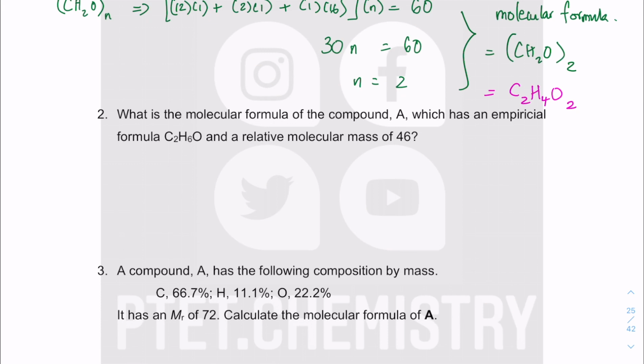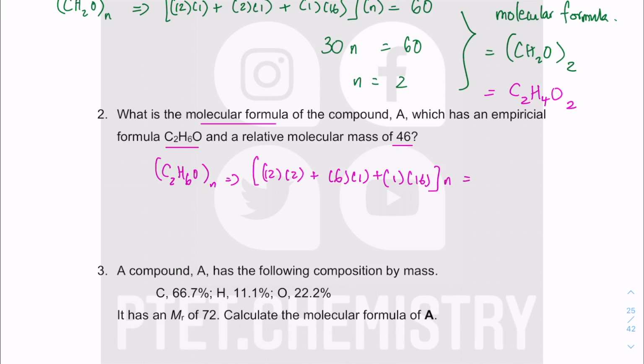So we are asked to find the molecular formula. Again, we have this empirical formula and they tell us the relative molecular mass. So (C2H6O) times N, meaning we have 12 times 2 plus 6 times 1 plus 1 times 16. I want to know how many multiples of it will give me 46 as the relative molecular mass. So 12 times 2 is 24, plus 6, plus 16. So 46N is equal to 46. So N is equal to 1.